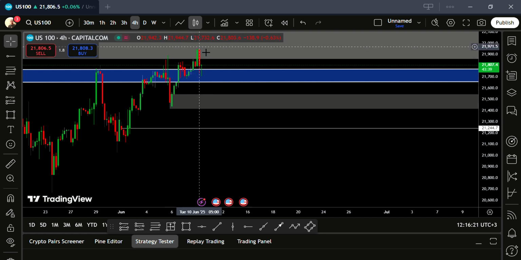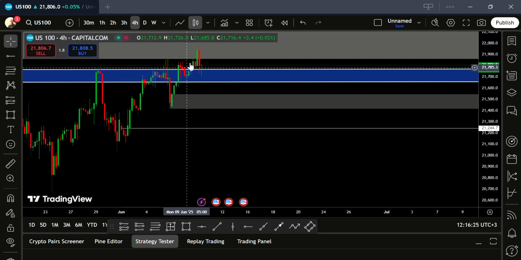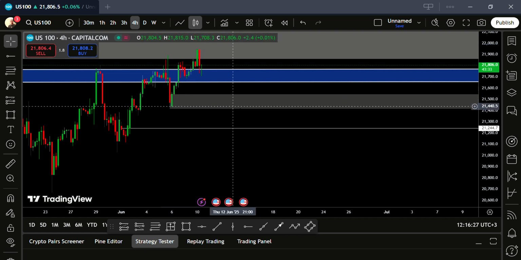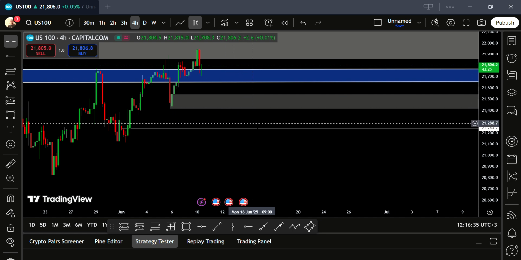So ideally we would wait for price to come here, break this low. This is a high, this is a low, this is a high, this is a low. Price comes here, taps in, goes back to retest any supply zone that is up here, and then we send it down. You get the point, guys?